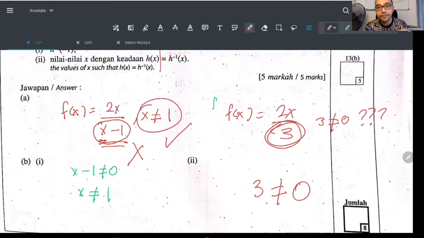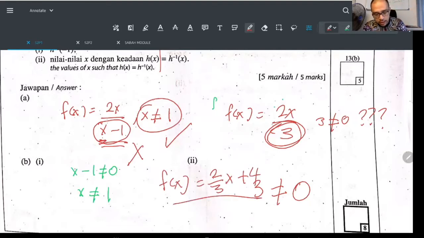Likewise, 2 over 3x plus 4, nothing more. If this is your answer, that's it, because there is no x at the bottom. That's all you need to remember.